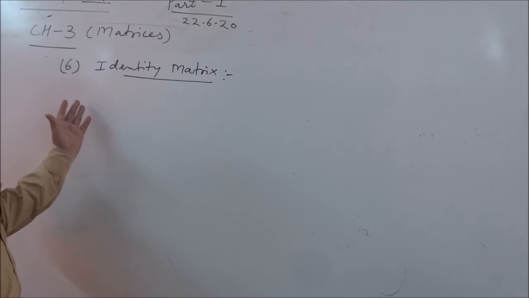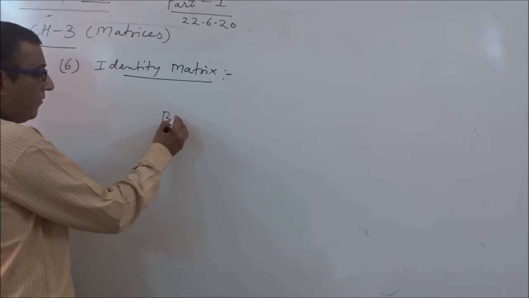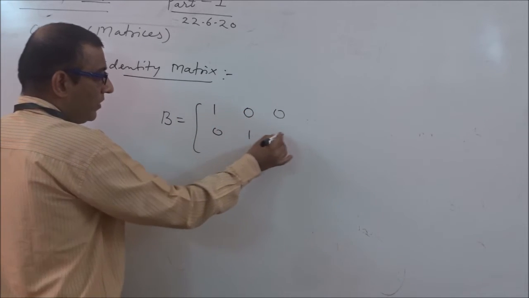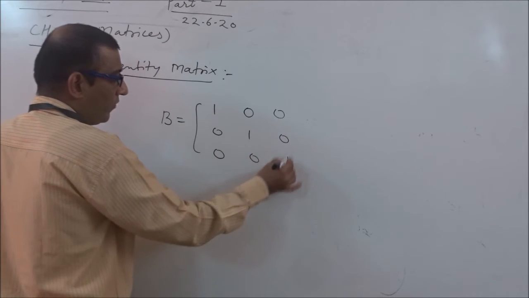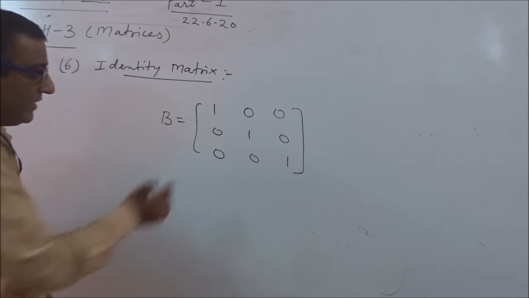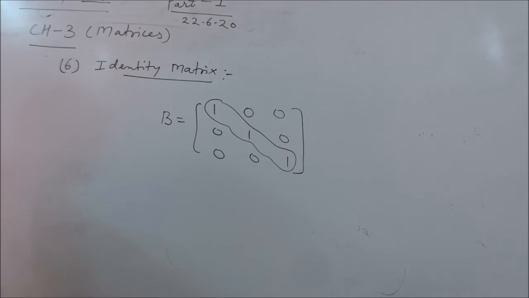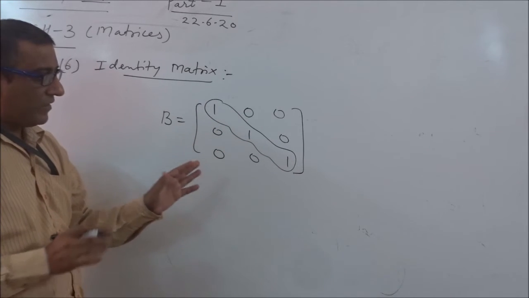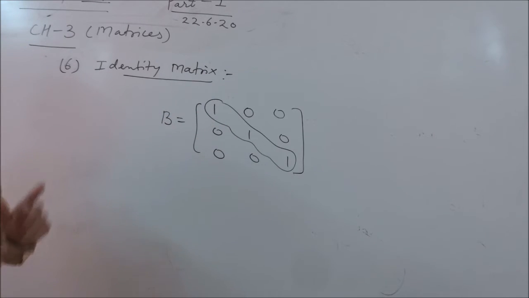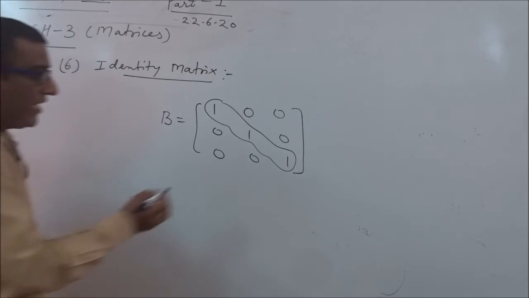Now our 6th part is identity matrix. So if we are taking one example, for example B equals to 1, 0, 0, 0, 1, 0, 0, 0, 1. So if you notice here, all the non-diagonal elements, these are the diagonal elements, lie on diagonal sides. Okay. So if you see the non-diagonal elements, they are equivalent to 0, but the diagonal elements are equivalent to 1. So that is related with identity matrix. It is related with 3 into 3.